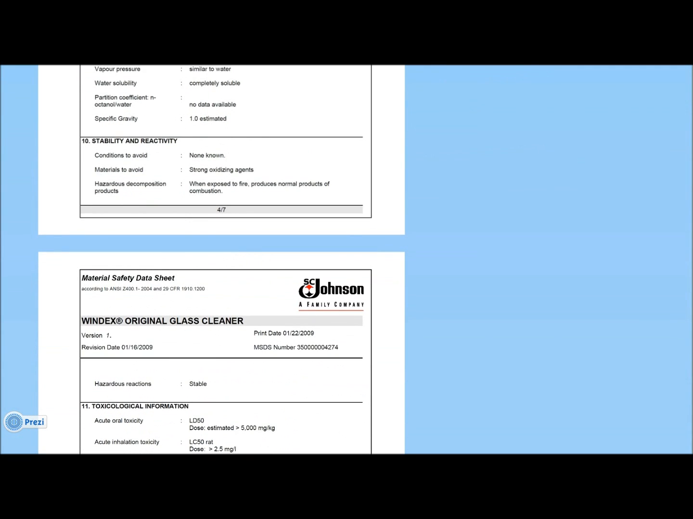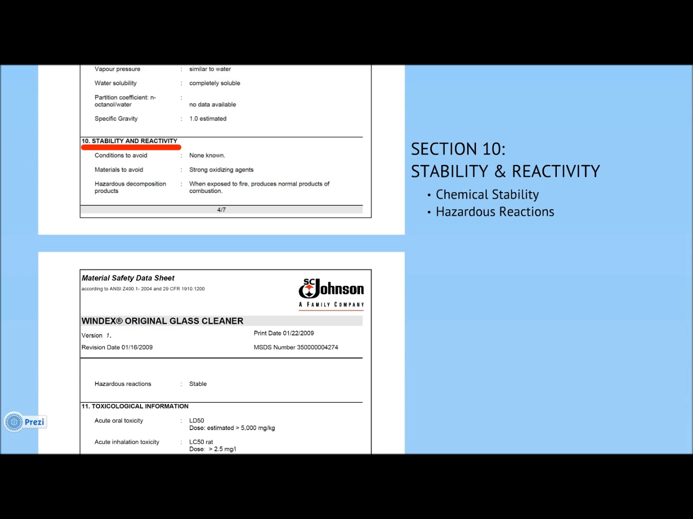Section 10. Stability and reactivity. Here you will see a listing of the chemical stability and possibility of hazardous reactions. This information will be separated into the reactivity of the product, the chemical stability of the product, and any other relevant information, such as an indication of the possibility of hazardous reactions, a list of all the conditions that should be avoided, and a list of some classes of incompatible materials.